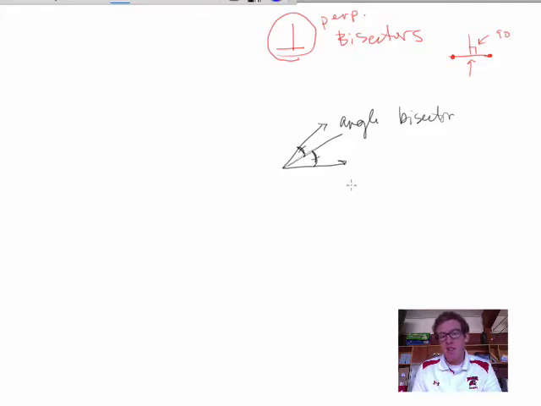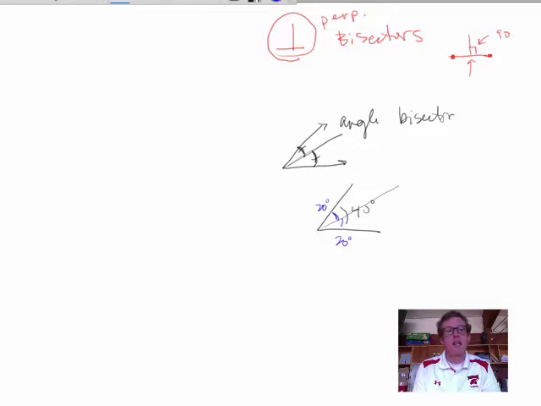An example is, say I have an angle that is 40 degrees, and then I bisect it right down the middle. That will give me two smaller angles, one that is 20 and the other one that is 20.